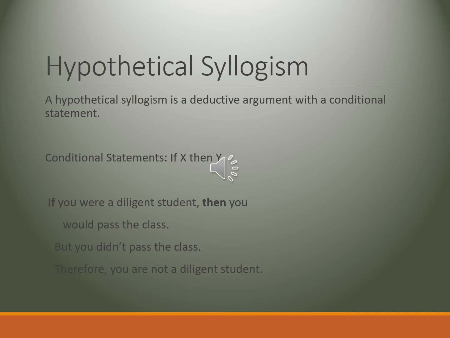If you were a diligent student, then you would pass the class, but you didn't pass the class, therefore you are not a diligent student. This is an example of a hypothetical syllogism, and we're going to learn in our next set of exercises and lectures how to evaluate an argument that looks like this. But for now, the important thing is simply to recognize that because that first statement has a conditional statement as its basis, if you were a diligent student, then you would pass the class, that's your clue that this is a deductive argument.